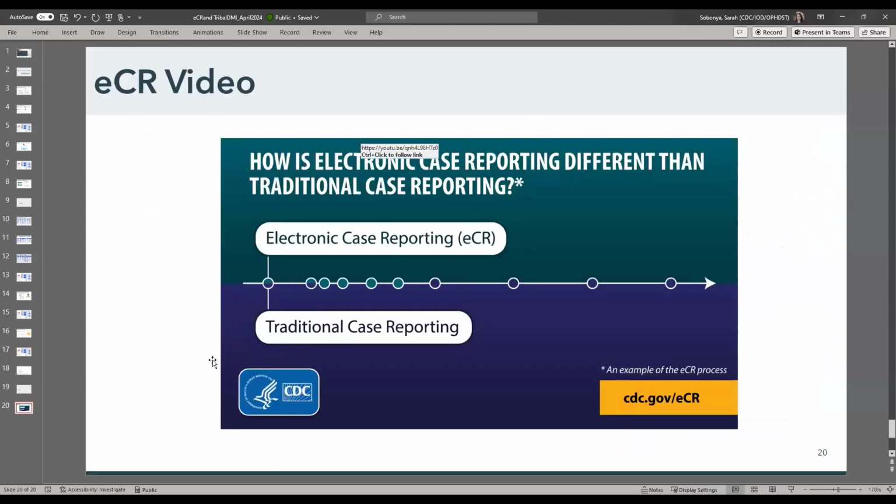And this is our appendix. So we have a website here, cdc.gov/ECR. If you'd like to see more, there's a video about how this works, and there's more information there as well. All right, so then I'm going to pass it over to Rachel and Jim.